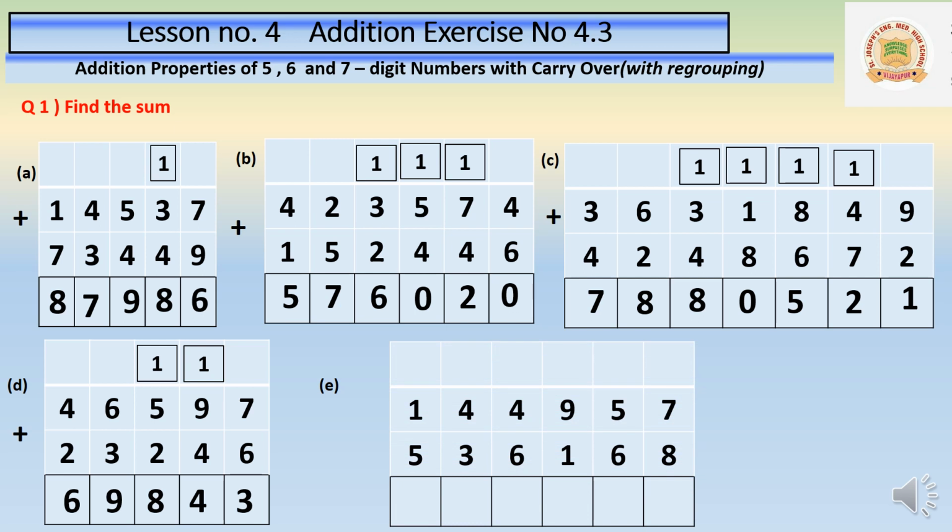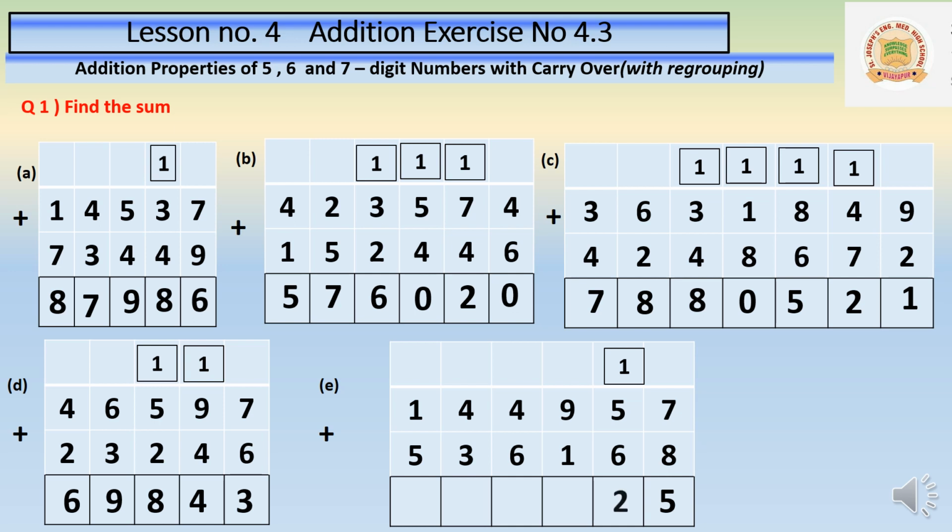That is E question. 1,44,957 plus 5,36,168. Let us add the numbers. So from which number do we have to begin, children? Yes, 1's place. So 7 plus 8 is 15. 5 will be in the 1's place. 1 will be carried to the 10th place.